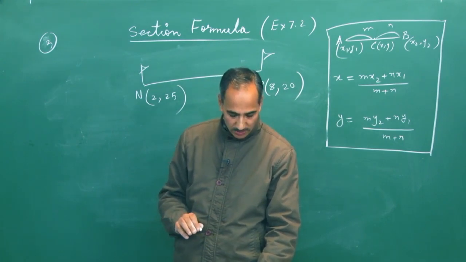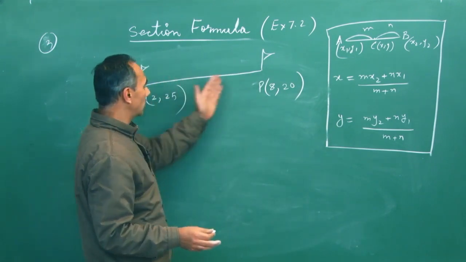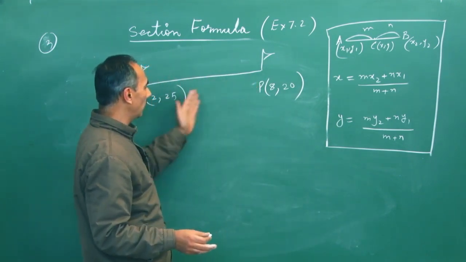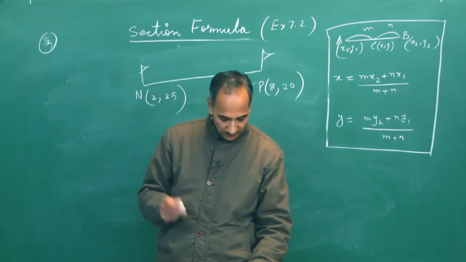Now what is the distance between both these flags? It's a case of the distance formula. What's the distance between N and P, or P and N? Use the distance formula. This we have already discussed. It's your cup of tea now.